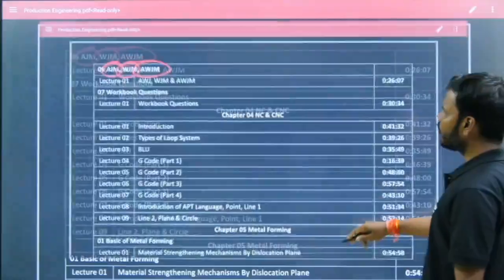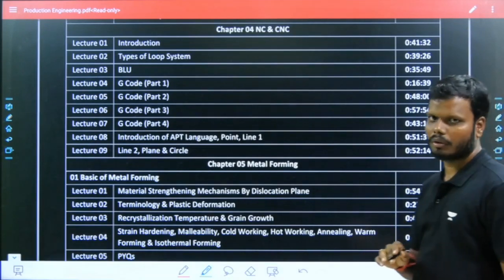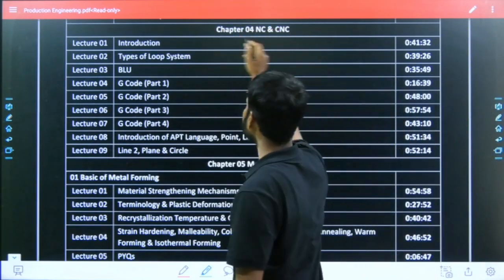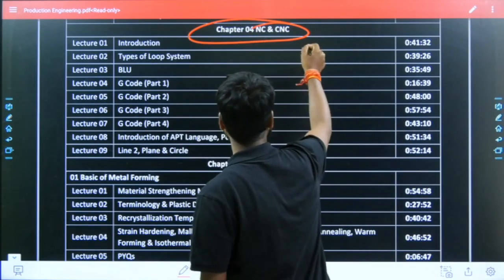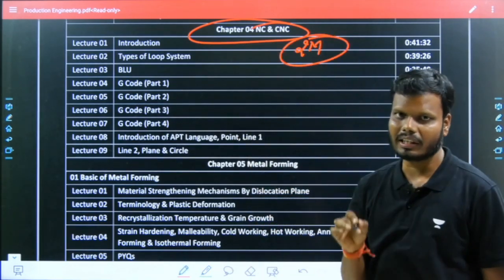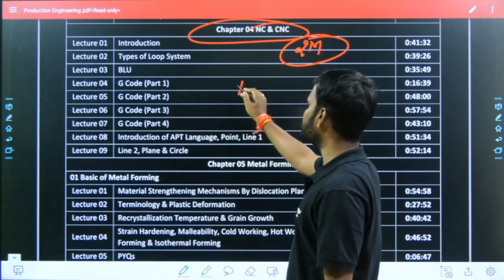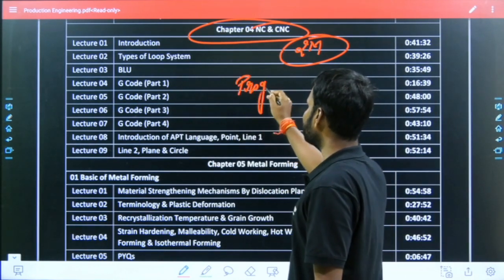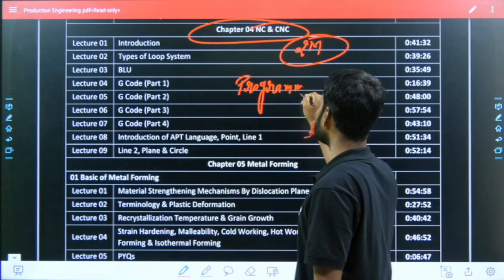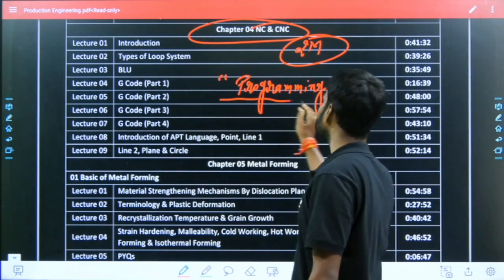Next, chapter number 4, ANSI and CNC, numeric control and computer numeric control. In this chapter, in GATE examination, every year 2 marks questions are asked. So in this chapter, CNC programming questions are asked. So don't miss this chapter.